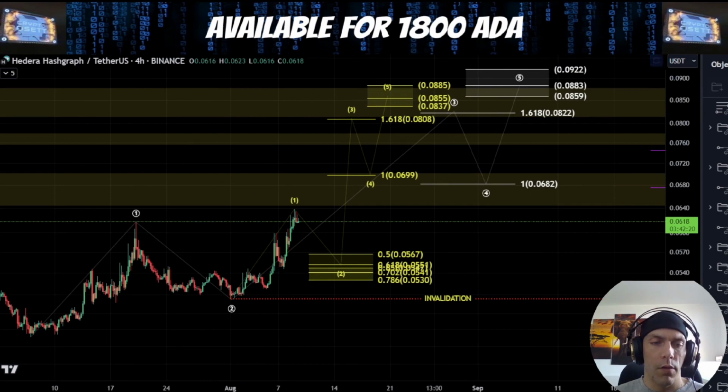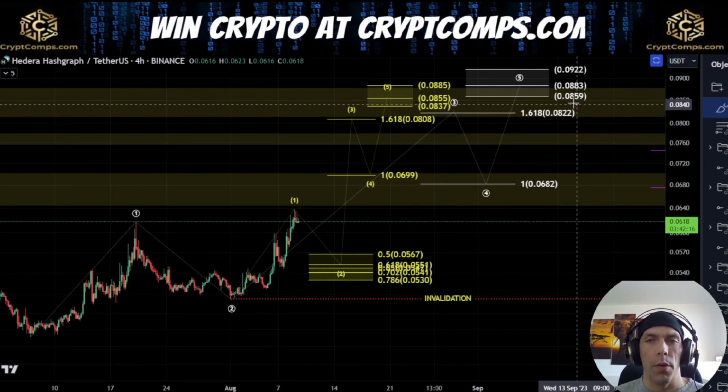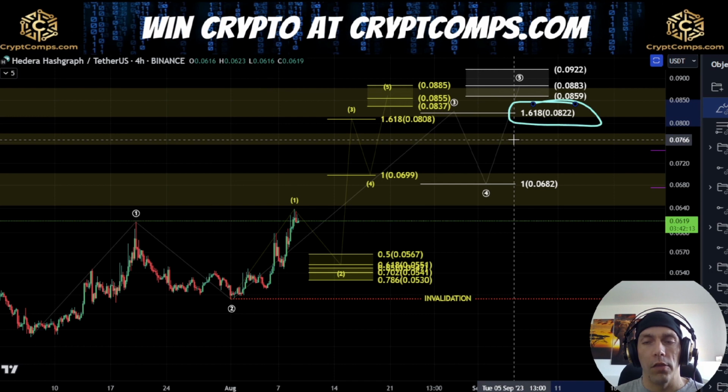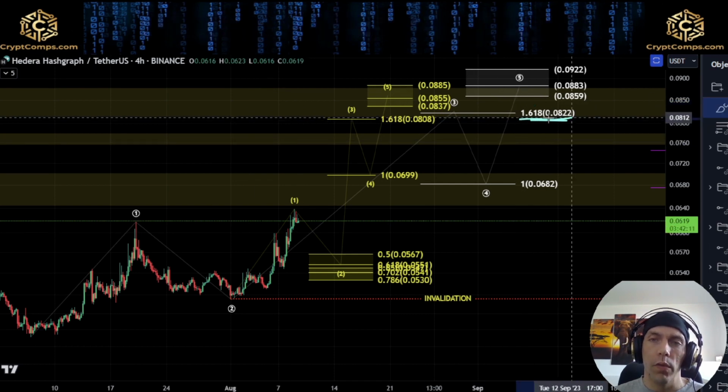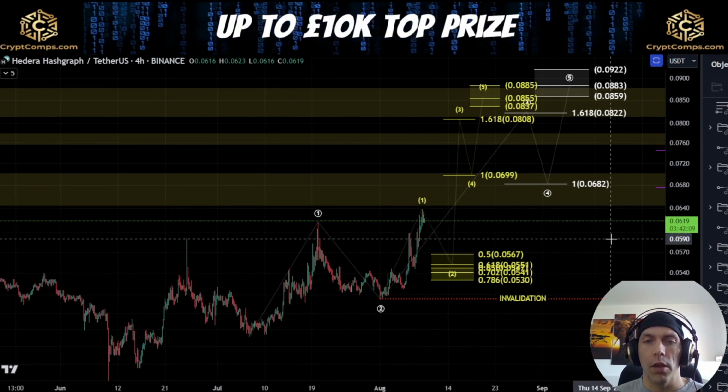Now, within this white wave count, what we are looking for as confirmation is a move up towards this 0822. Until we actually see this move up here, we need to be careful that this could just be corrective structure.